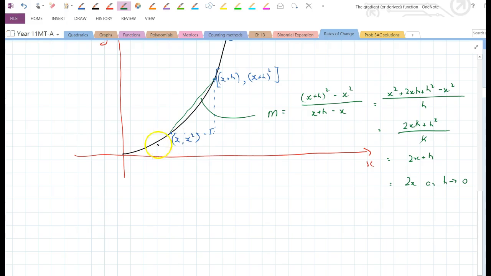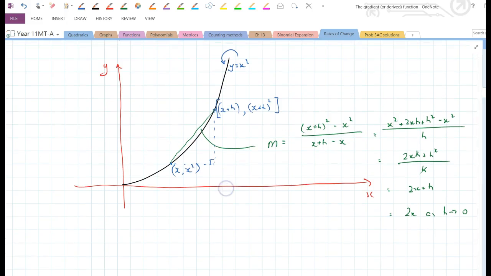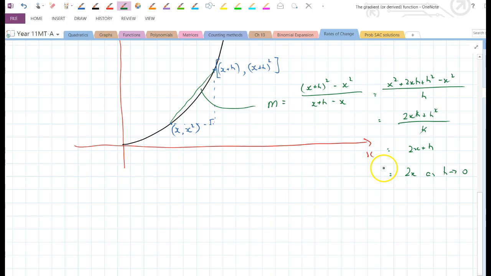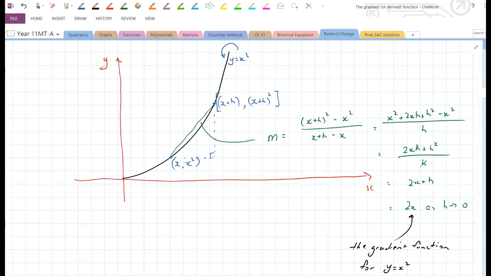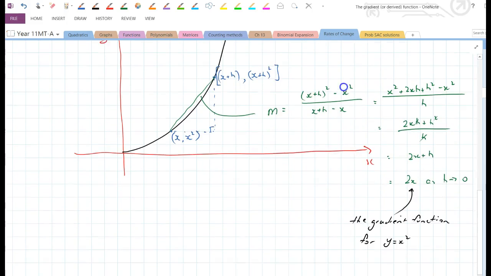So what that means is, for y equals x squared, I've got what's called a gradient function, and that is 2x. This is the gradient function for y equals x squared, and it's 2x. The reason it's called the gradient function is it delivers the gradient at any point x. So if this is the point 3,9, then I put 3 in for x, and I've got a gradient of 6, and we saw that in the previous example.